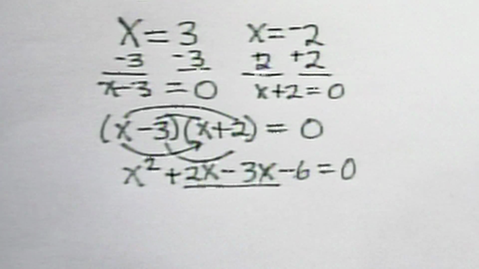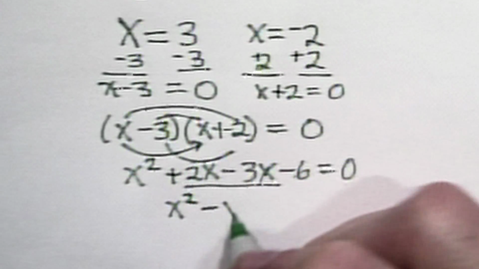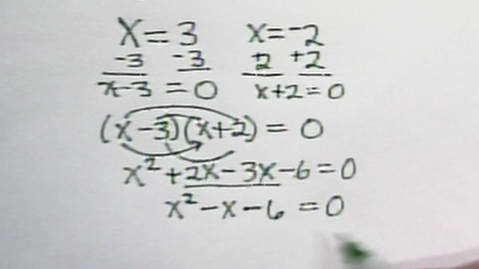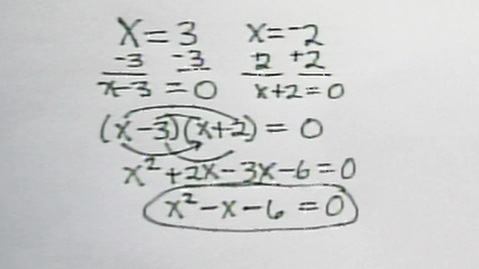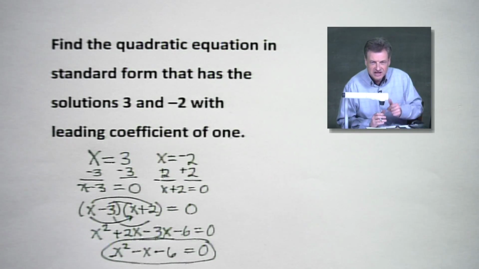How about that, folks? That's not so bad, is it? We've got x squared minus x minus 6 equaling 0. There is your equation in standard form. Notice I said the leading coefficient has to be 1. There it is. There's a 1 in front of the x squared. We just don't see it.